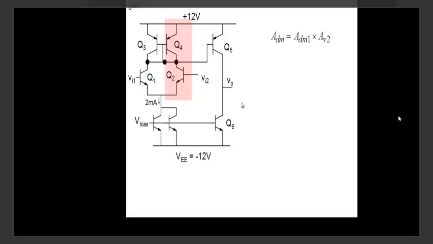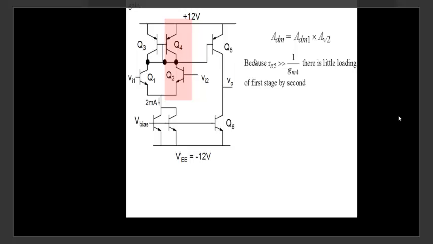Now the gain of this transistor would be, note that I'm taking the output from here. So first of all, I calculate V01 at this point divided by VID, that's ADM1. Now once V01 comes here, it gets further amplified and appears over here, that's AV2. Overall gain would be the gain of the first stage multiplied by the gain of the second stage.